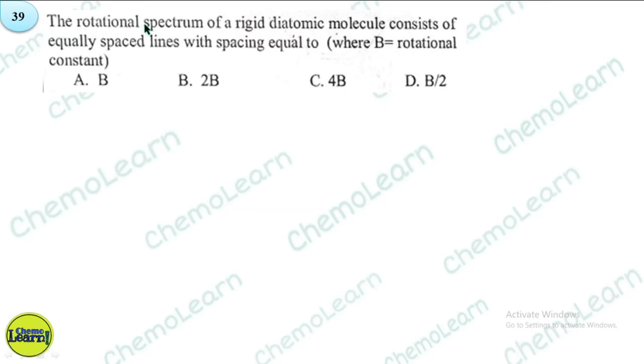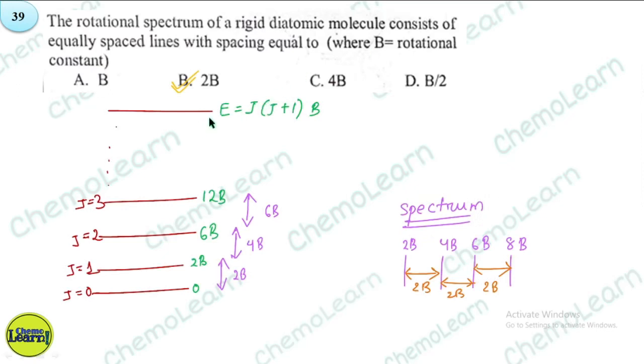Next question is, the rotational spectrum of a rigid diatomic molecule consists of equally spaced lines with spacing equal to what? Here B is the rotational constant. So for rotational spectrum, energy E equals J into J plus 1 into B, where J is the rotational quantum number. When J equals 0, E equals 0. When J equals 1, E equals 2B. When J equals 2, E equals 6B. When J equals 3, E equals 12B, and so on.